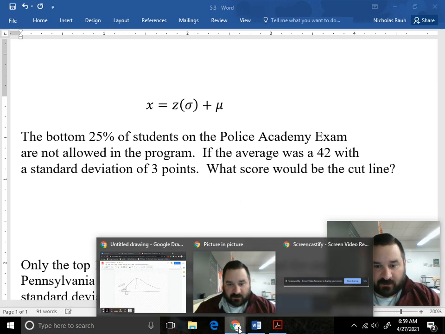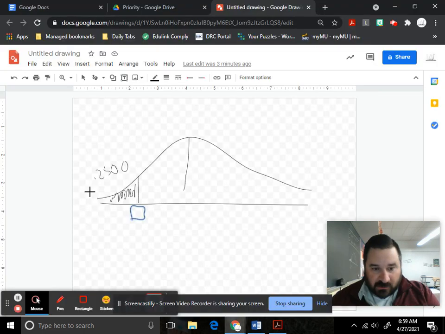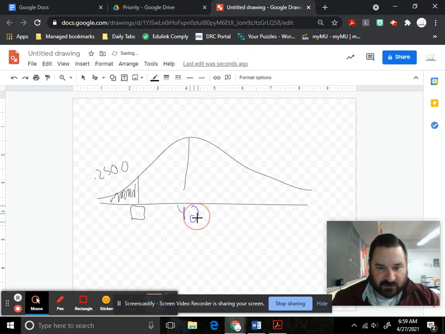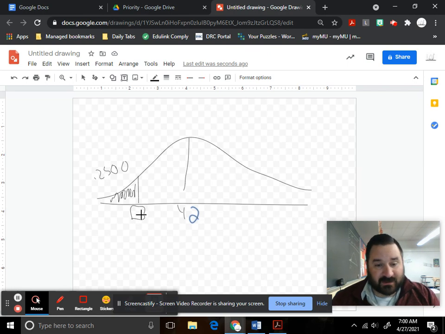So here's what we do. I would draw a picture for this. So here's my normal curve. The average is 42, and basically the bottom 25% are getting cut. So all these people are getting cut. We want to know what score is the magic number, the number we need to get. So what we need is a z-score for that. Well, to get the z-score, we have to go to the table. So we have to do the exact opposite.